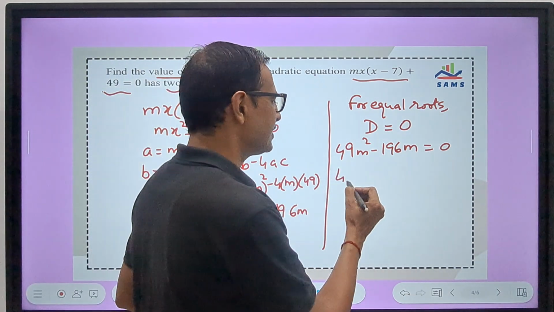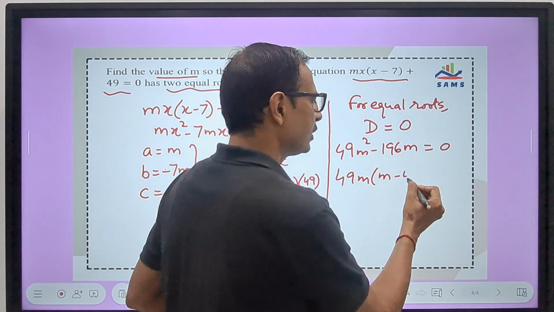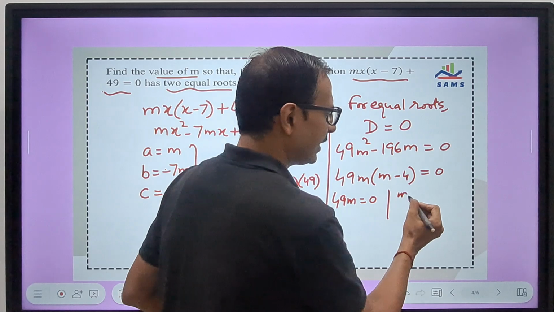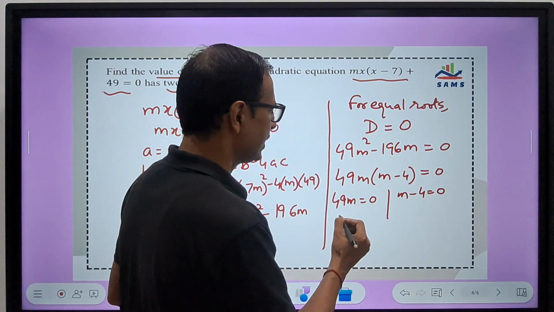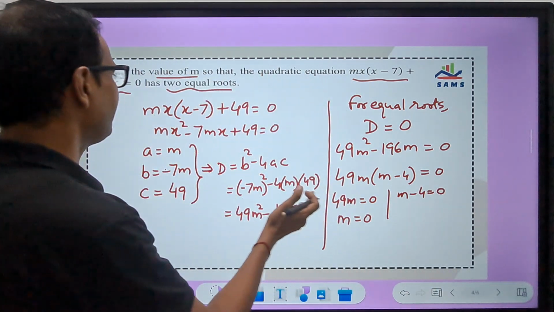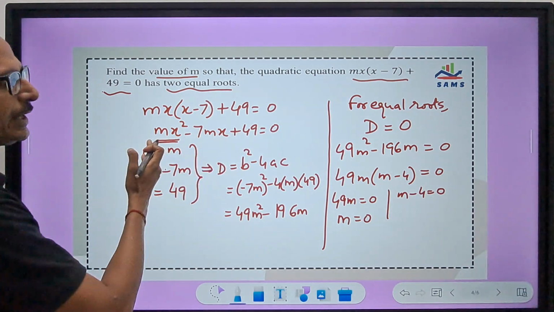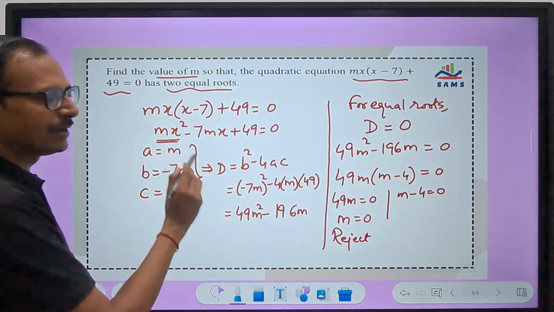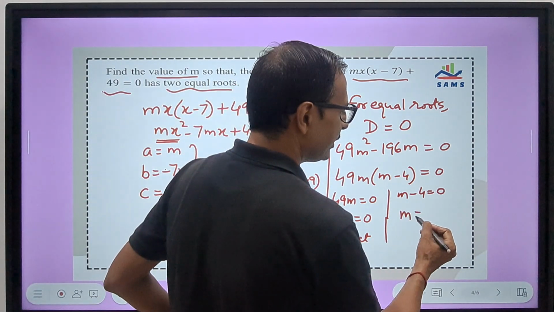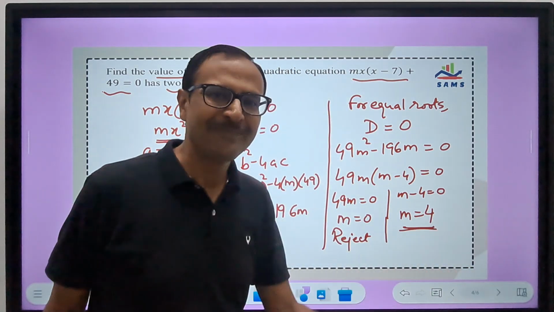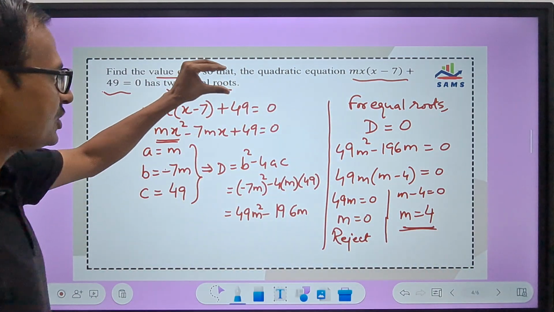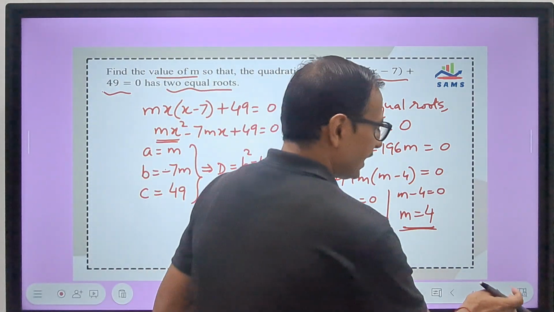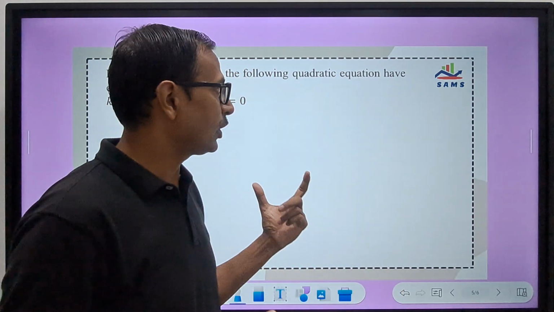See, 49m is a common factor, so 49m times (m minus 4) equal to 0. If you put 49m equal to 0 or you put m minus 4 equal to 0, you will get two answers. Either m is 0. Now if m becomes 0, what will happen? It will not be a quadratic, right? So we will reject this, because the square term will get cancelled, and therefore the value of m from here is 4. See, the knowledge of the nature of roots, the condition for equal roots works for us here, and this is really important in class 10th. You have so many problems based on equal roots.